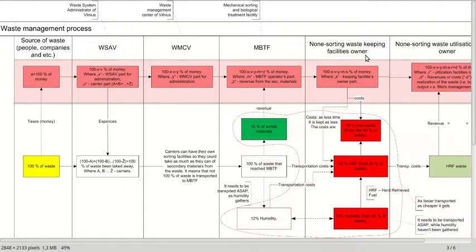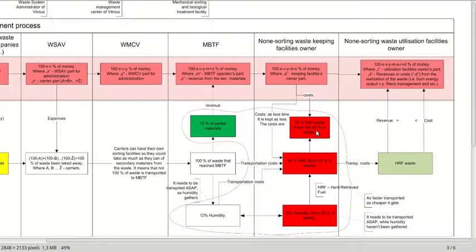The non-sorting waste keeping facilities owner, that's the waste which is not sortable. It's the waste of waste, we can call it that. And the non-sorted waste utilization facilities owner. These two could be one, but they could be separated. Even those three could be one player. It doesn't matter from the perspective of the customer or the municipality, hopefully, but anyway, it could also be three players.